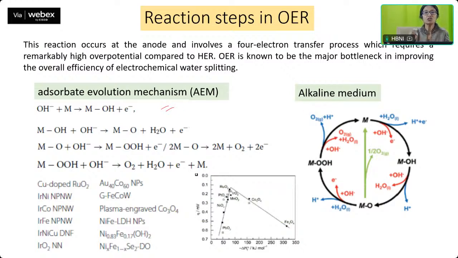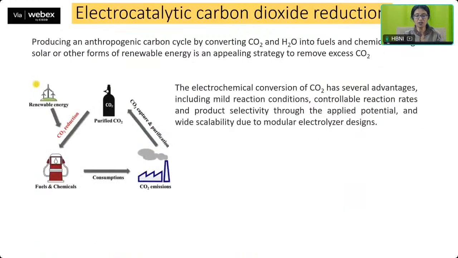This oxygen evolution reaction occurs at the anode, and it is a 4-electron transfer process. So it has to overcome a remarkably high overpotential compared to hydrogen evolution reaction. That is why, though for hydrogen evolution reaction you have a lot of electrocatalysts, it is more important to design good electrocatalysts for the oxygen evolution reaction. And over here, if you look into the volcano plot as shown, you will find that ruthenium oxide definitely is one of the best electrocatalysts for oxygen evolution reaction.